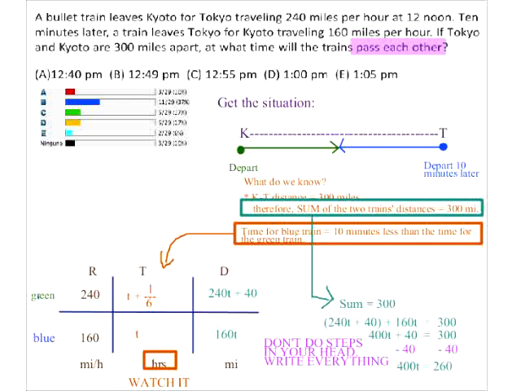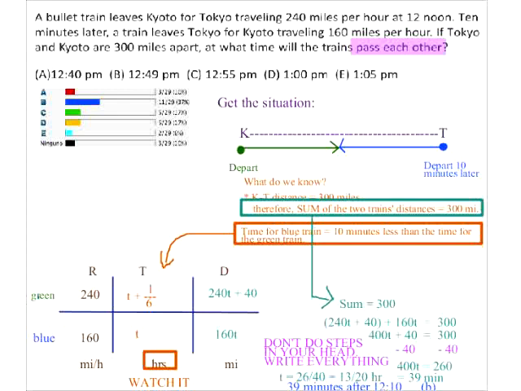So t is, thank you guys again, 26/40, which is 13/20 of an hour. 1/20th of an hour is 3 minutes, so this is 39 minutes. But notice this is 39 minutes after this departure, because t is the time for the blue train. So the blue train started at 12:10, not at 12 o'clock. So it's 39 minutes after 12:10. So that's B.